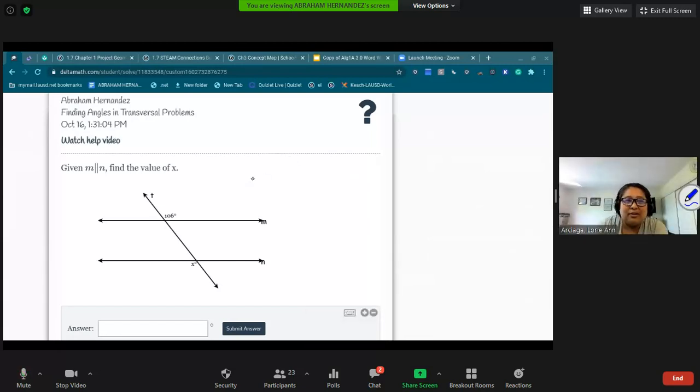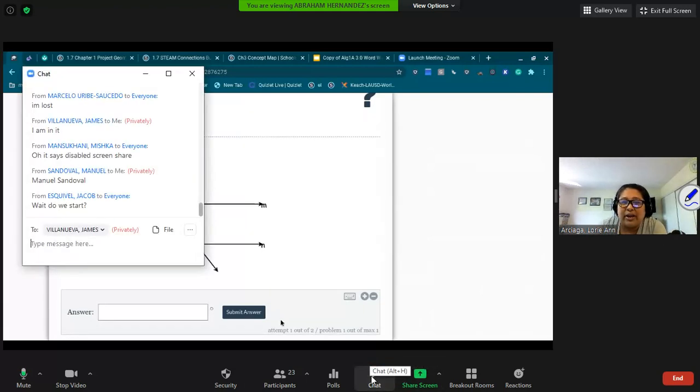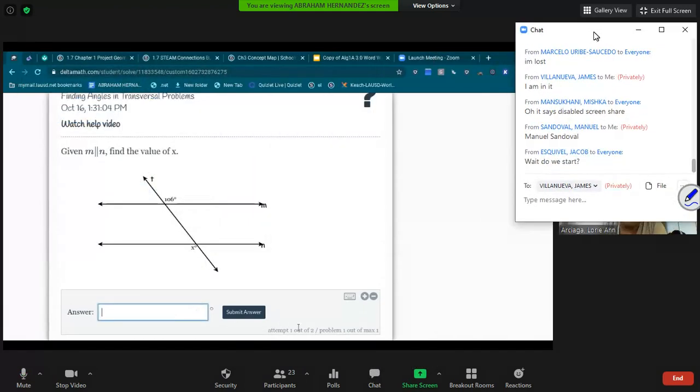Okay, so for example, in this picture, what kind of angles are being shown? You should be able to get that from the top of your head. Like what kind of angles are formed by 106 and X? Anybody? Unmute or type in the chat. And if you already know the answer, go ahead and enter it in your Delta Math. So the correct answer must be what? What kind of angles do they form? They form alternate what? Exterior angles. Very good, Mishka. Alternate exterior angles.